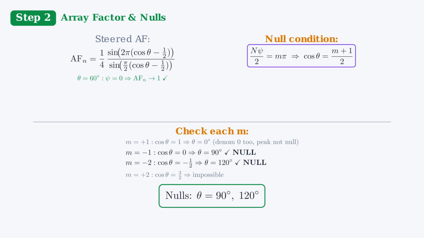M equals minus 1 gives cosine theta equals 0, theta equals 90 degrees, true null. M equals minus 2 gives cosine theta equals minus 1/2, theta equals 120 degrees, true null. M equals plus 2 gives cosine theta equals 3/2, impossible. So nulls at 90 and 120 degrees.